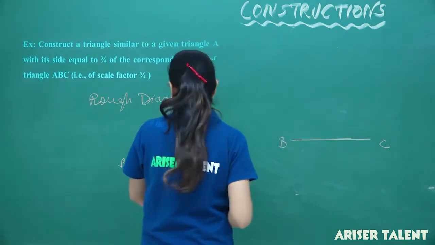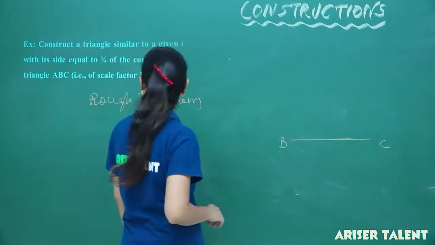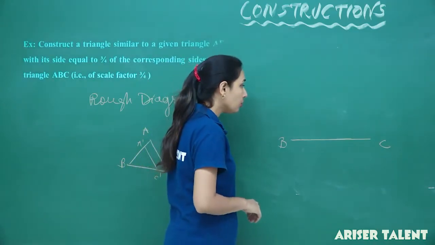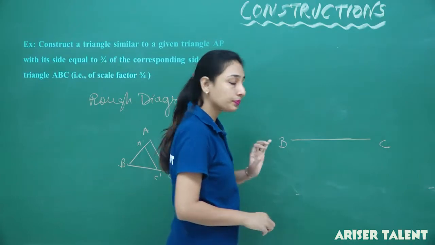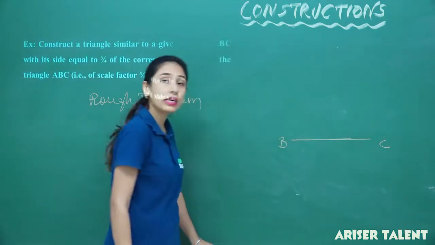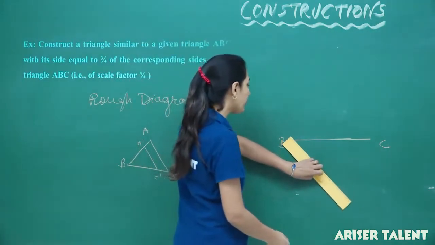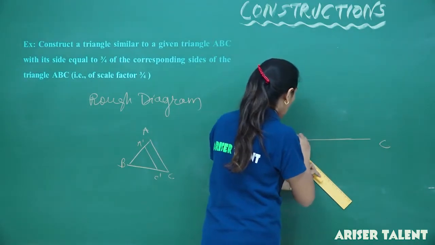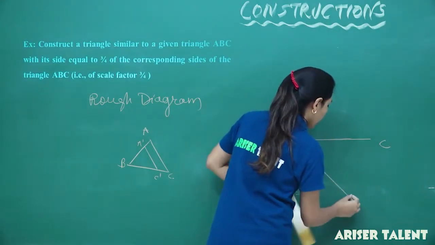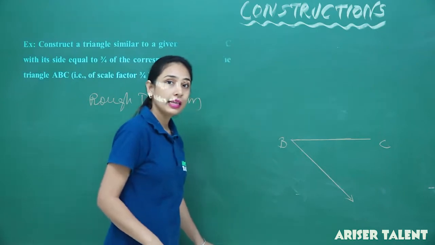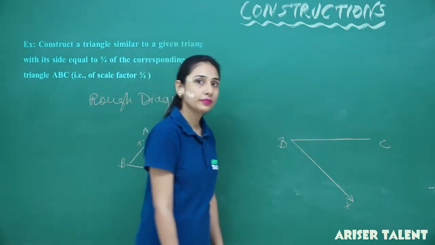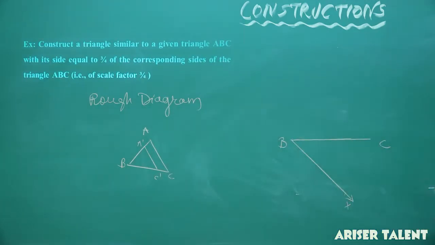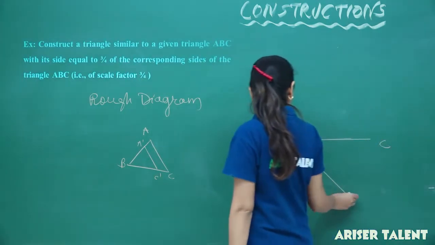Okay students, now what will I do? I have to have the 3 by 4 ratio. For that, I will draw an acute angle line here. From this point, can I draw an acute angle? Let's suppose this is BX.